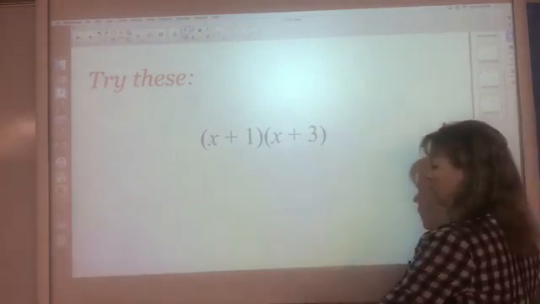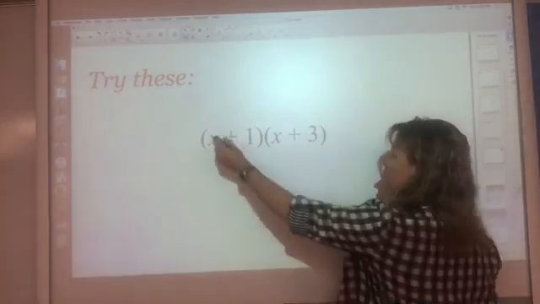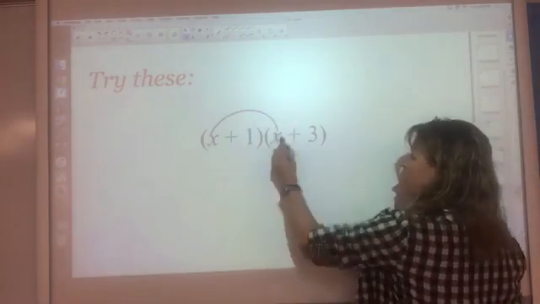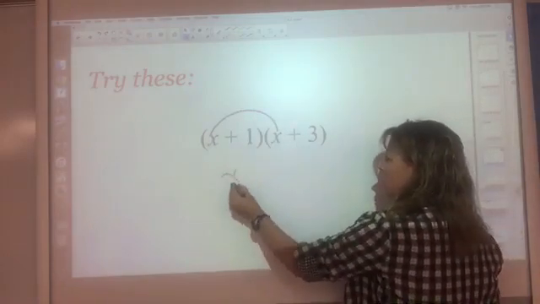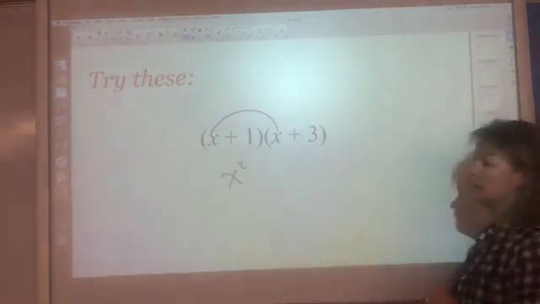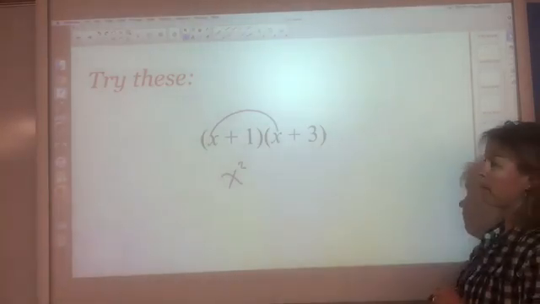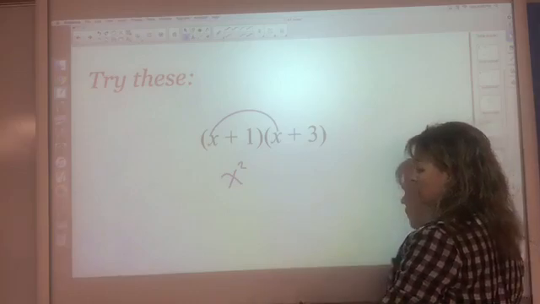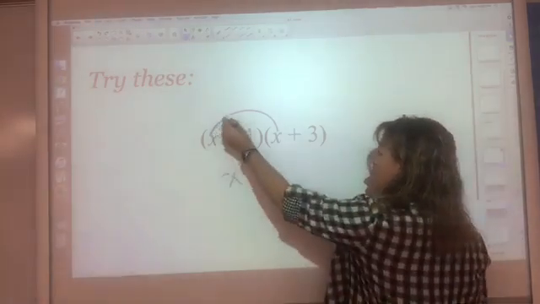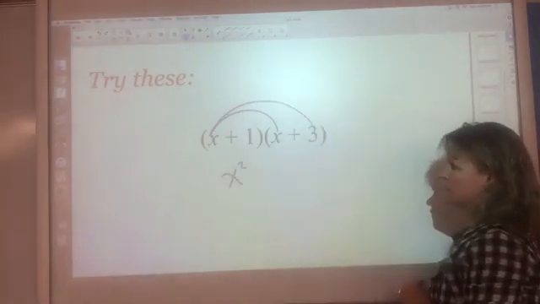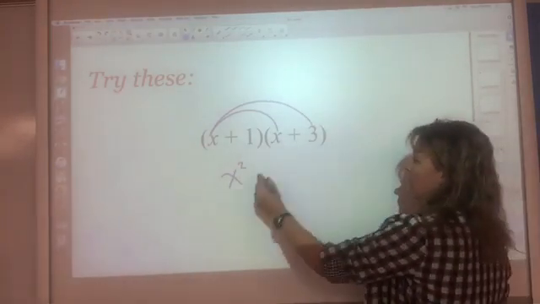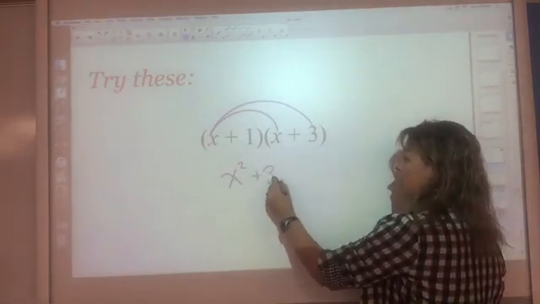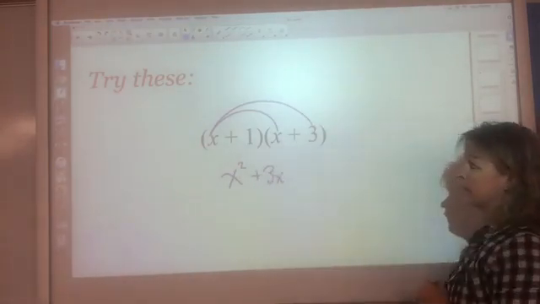First, you need to do the first numbers. You're going to take x times x. They both come first. We're multiplying. X times x is x squared. Then you need to do the outside numbers. Outside numbers, x times 3, and it's positive, so you have a positive 3x.